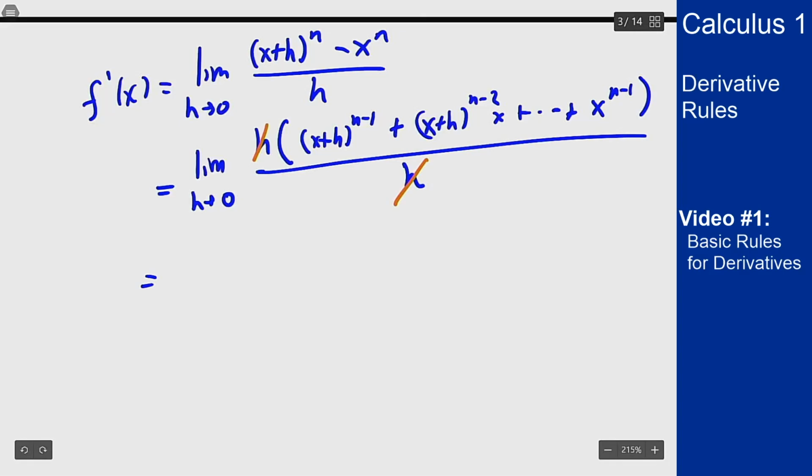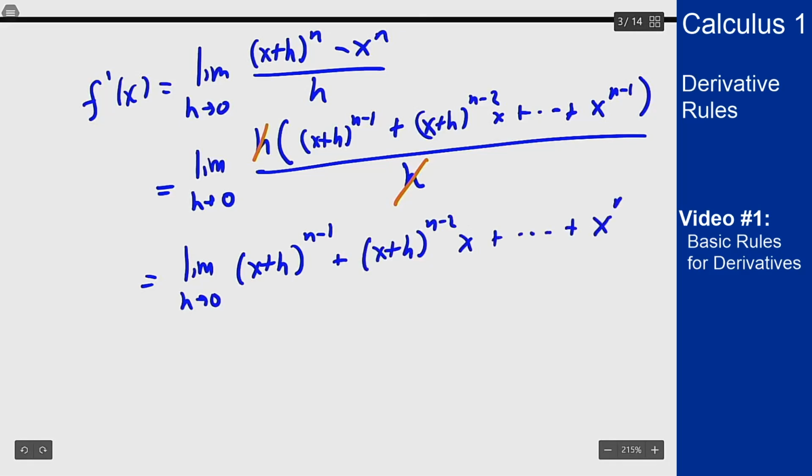And when they cancel, I am left with the limit as h goes to 0 of x plus h to the n minus 1 plus x plus h to the n minus 2 times x, powers keep going down, to x to the n minus 1. But now I can take this limit. There's nothing wrong with me now sending h to 0.